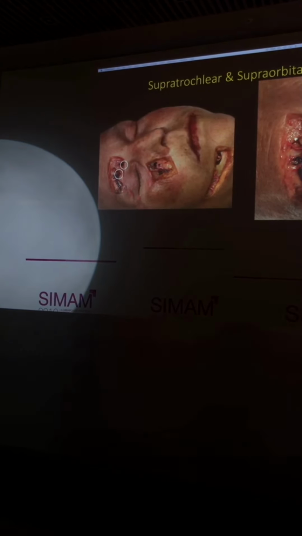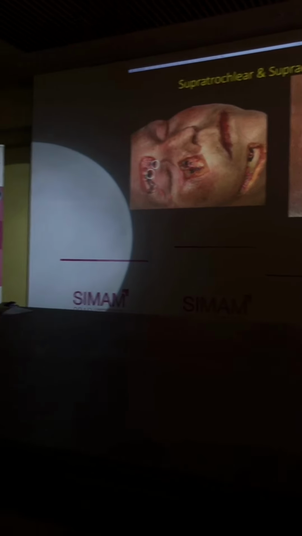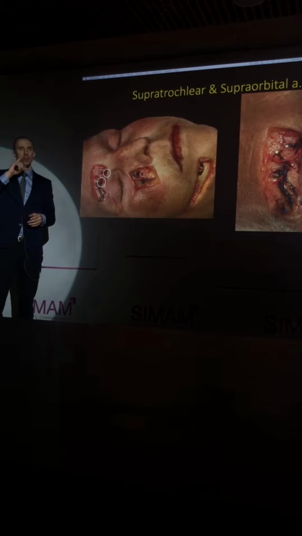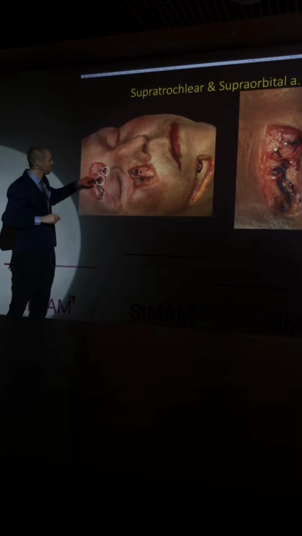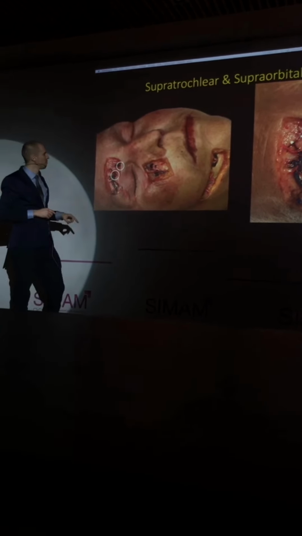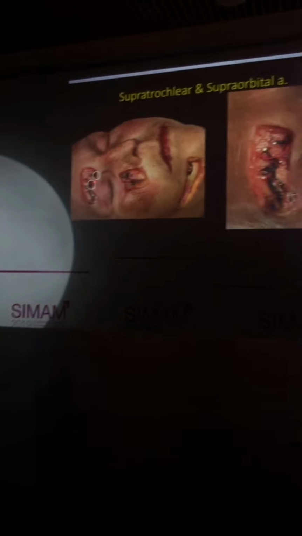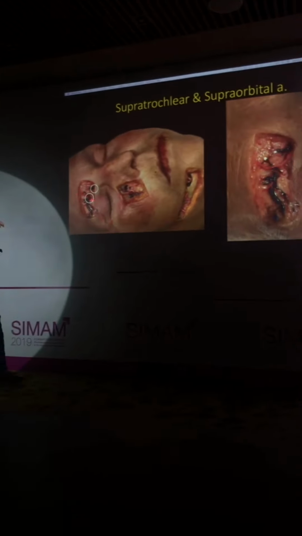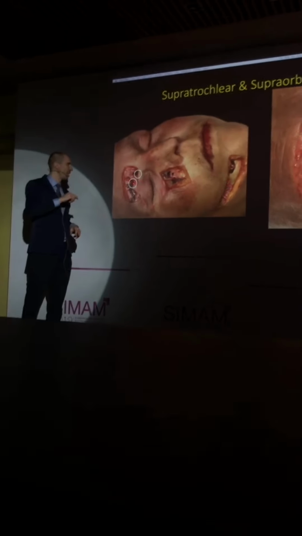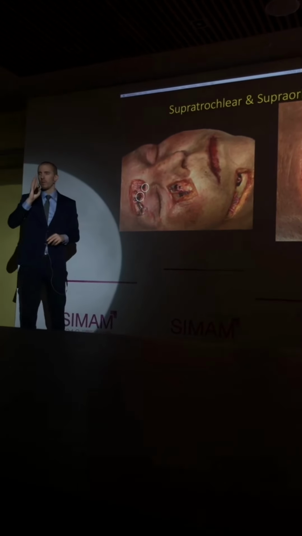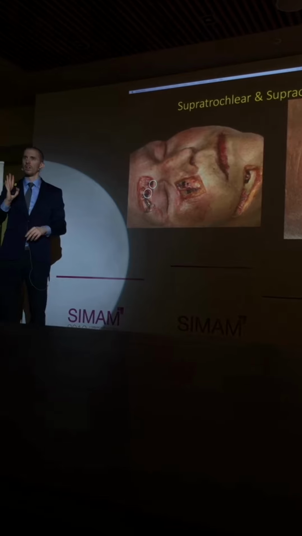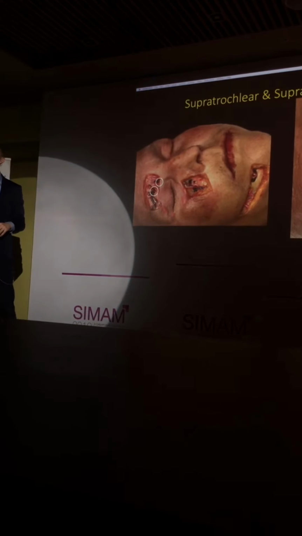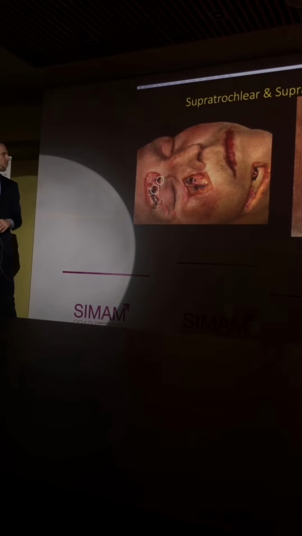Next to it are the supraorbital artery and vein, which we were taught are in the midpupillary line. But actually we will see that the supraorbital pedicle is never in the midpupillary line. It is always medial to that.